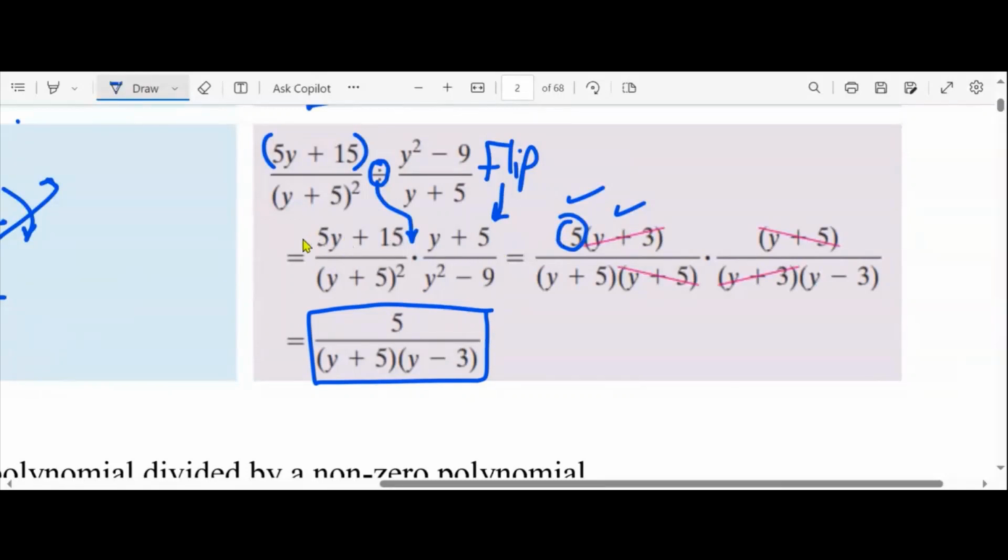Okay, starting from where? From the beginning. I take the greatest common factor. What's the greatest common factor here? 5. So you divide 5 here, 5 here. And what do you get?